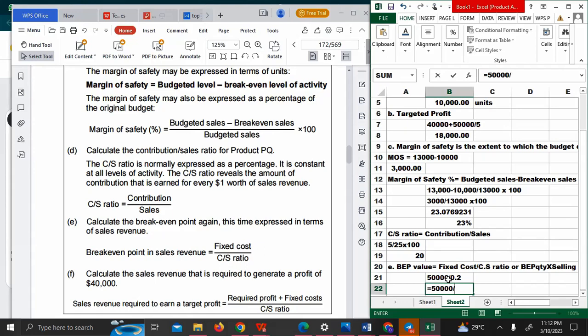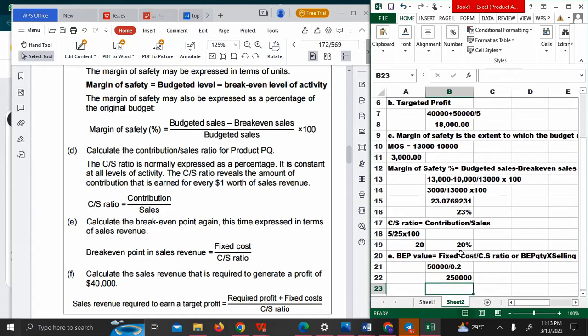That means we have to put it as a percentage. Yes, 20%. In this 20 that you first got up here, you put it in percentage, so that I'll know that it's from this place that you got your 0.2. So we have 50,000 divided by 0.2, and that's 250,000.